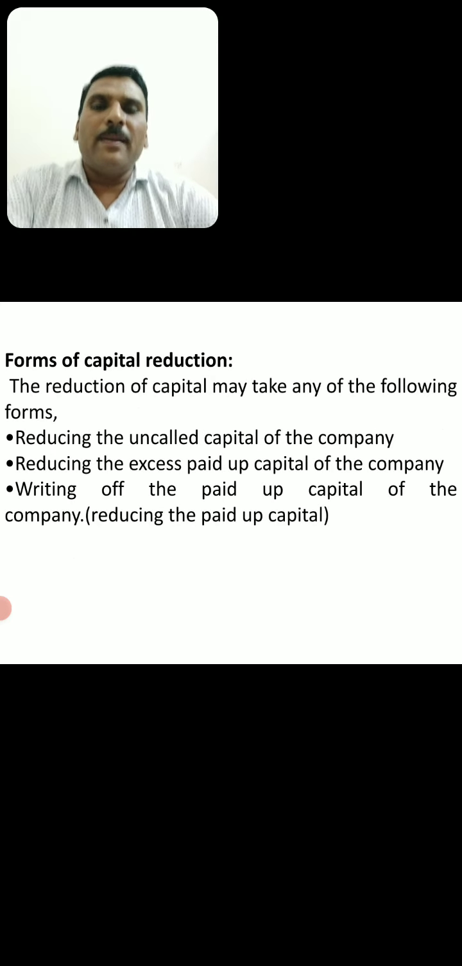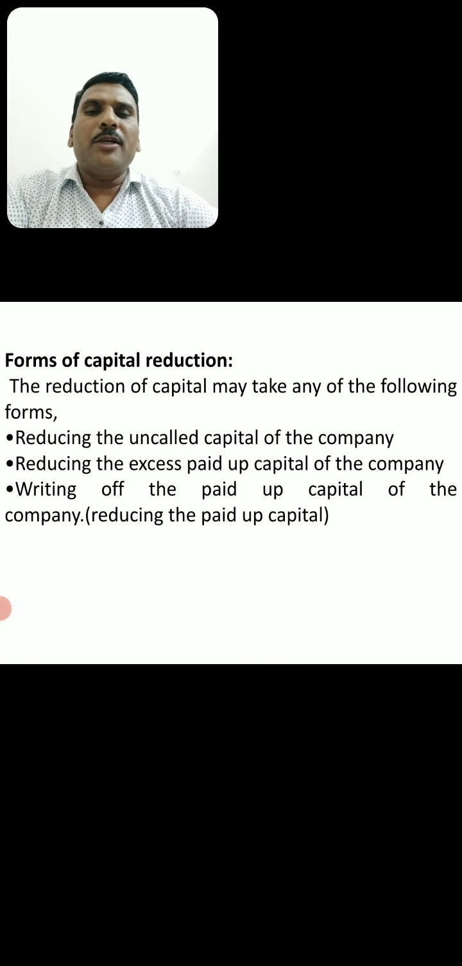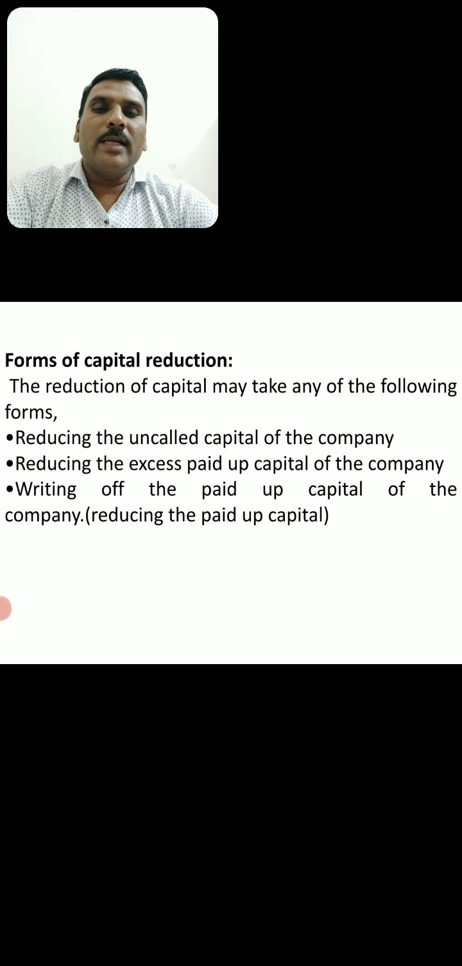Next, forms of capital reduction. The capital reduction of the company may take any of the following forms. First, reducing the uncalled capital of the company; second, reducing the excess paid up capital of the company; and third, writing off the paid up capital of the company, that is reducing the paid up capital.